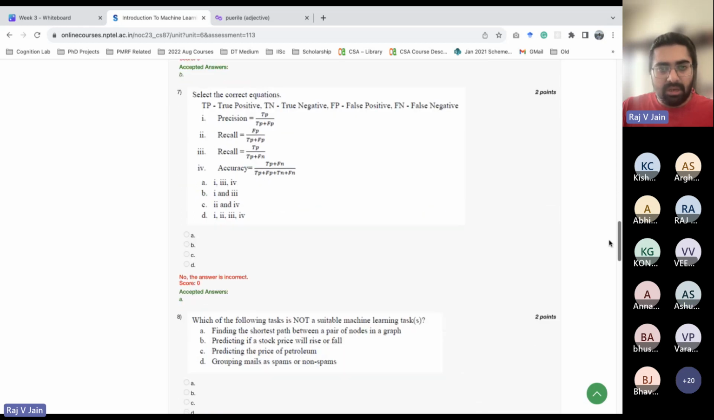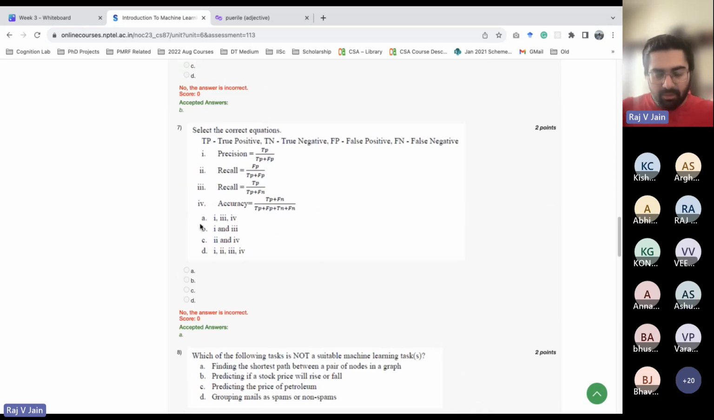Question number 7. B is the right answer, not A. I've already mentioned that to the NPTEL folks also. And a lot of the things you guys spoke about in the group were also fine. So the accuracy formula is basically TP plus TN, all the places where the model is correct, that is true positive and true negative, compared to everything in the whole table, which is the sum of everything. So accuracy has to be TP plus TN divided by this sum.